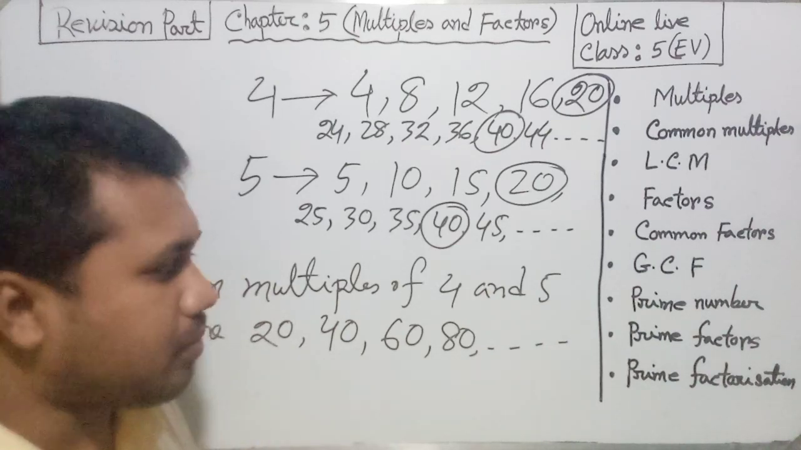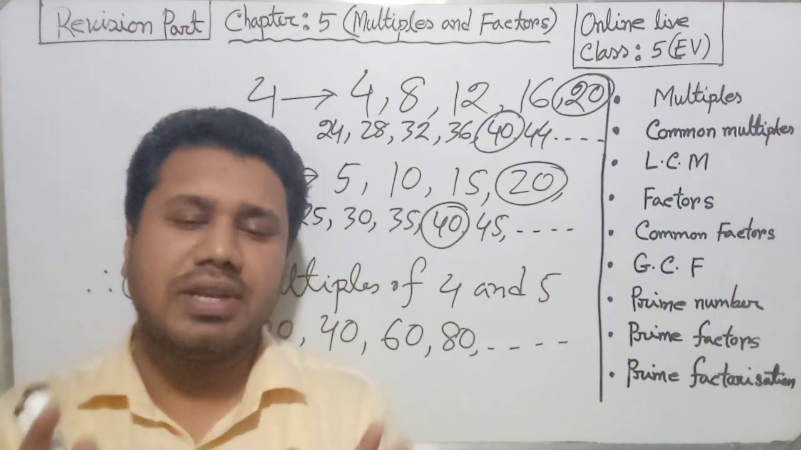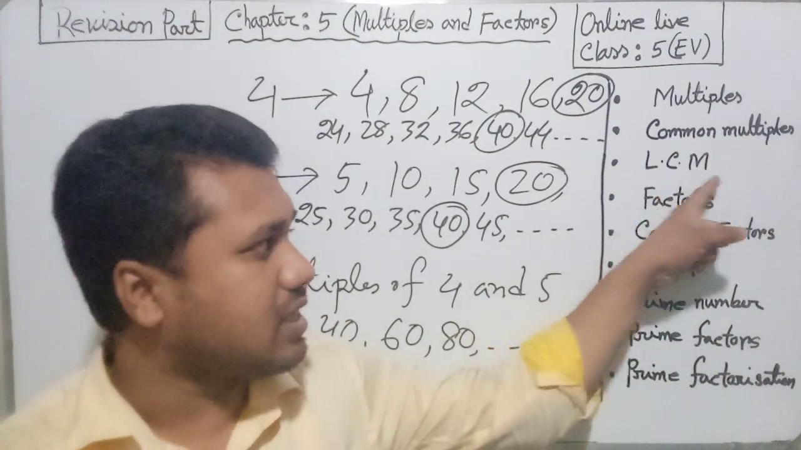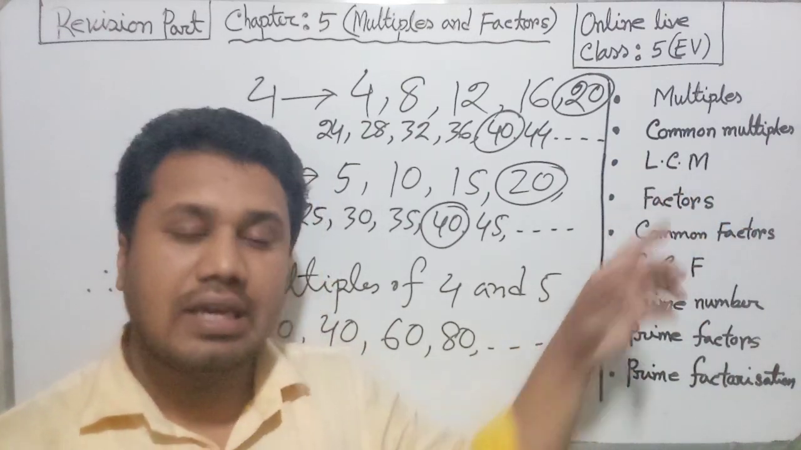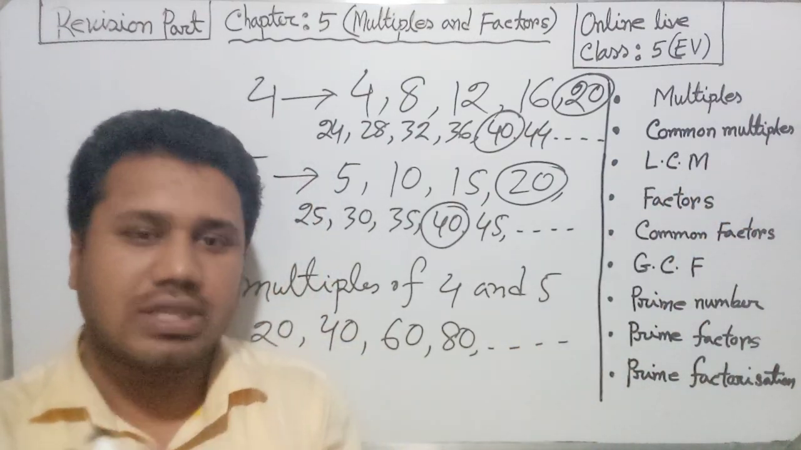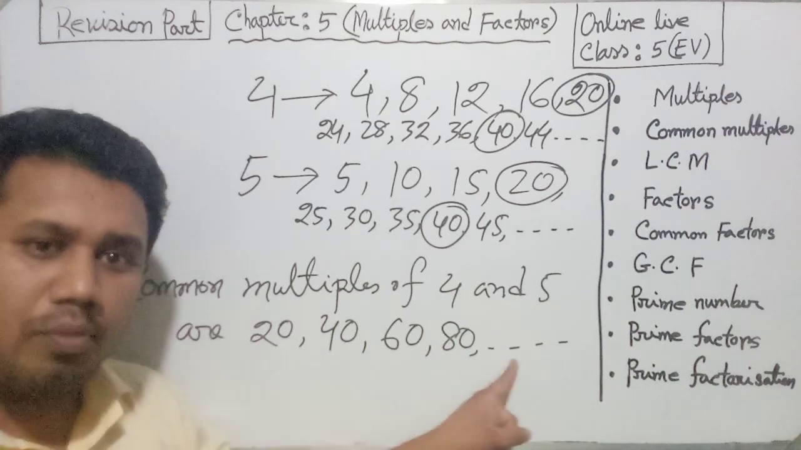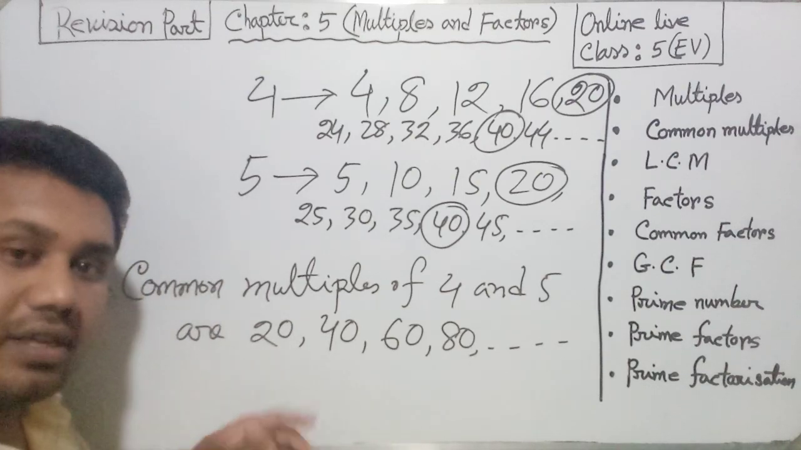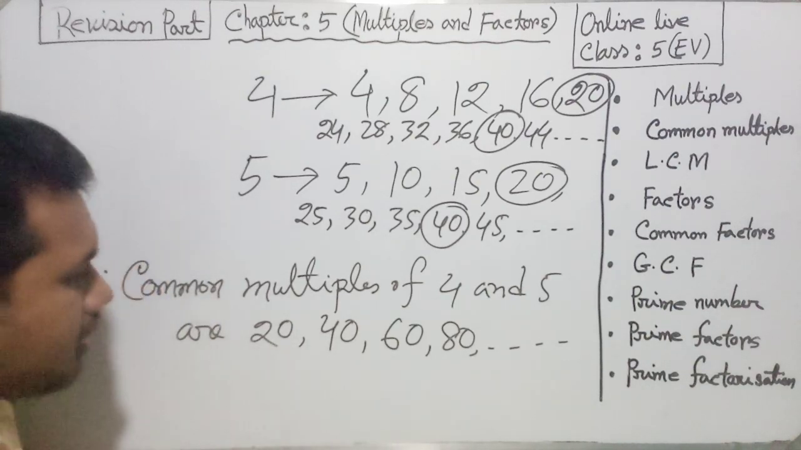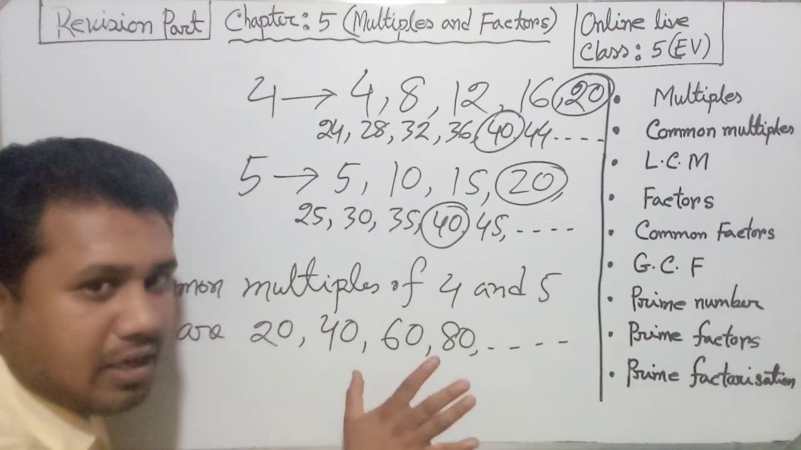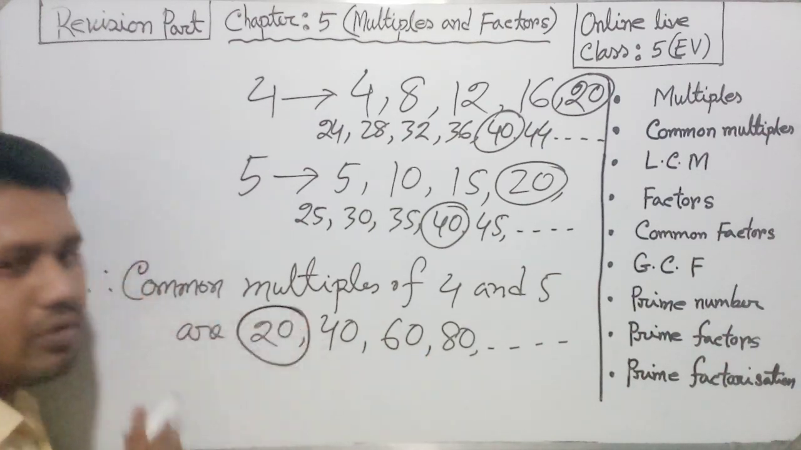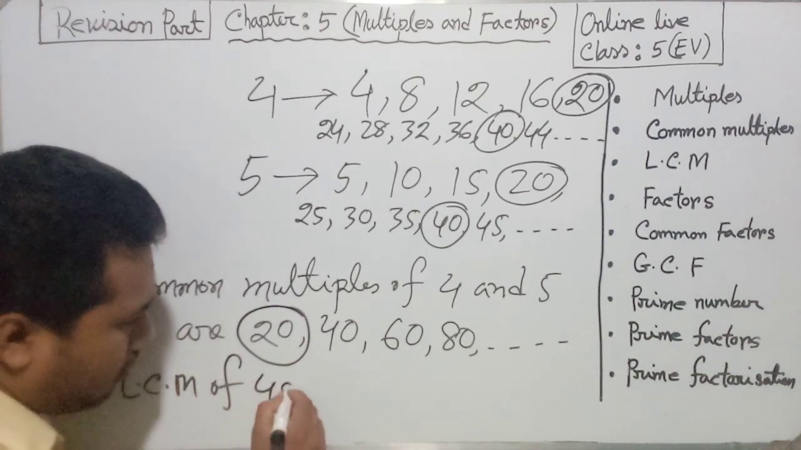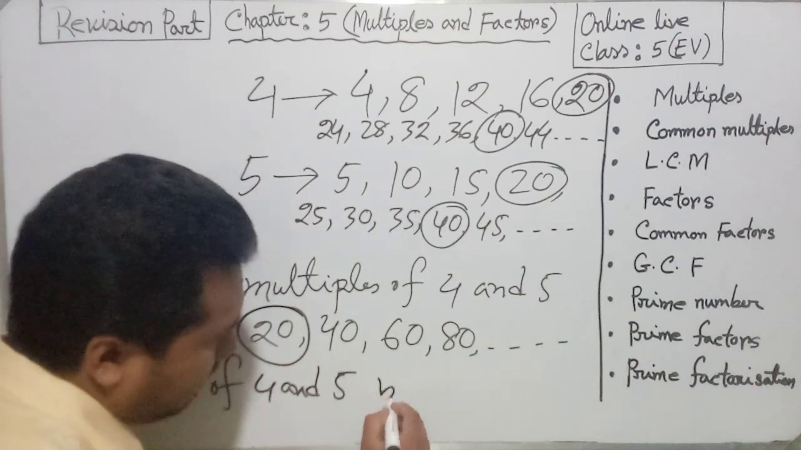So we can say what common multiples are. Now LCM. What is the meaning of LCM? The full form of LCM is least common multiple. CM is common multiple, and L indicates least, that means the smallest number. Now look, these are the common multiples of 4 and 5. What will be the LCM of 4 and 5? The least, that means the smallest common multiple. Look, 20, 40, 60, 80 are the common multiples. The smallest is 20. So we can say the LCM of 4 and 5 is 20.